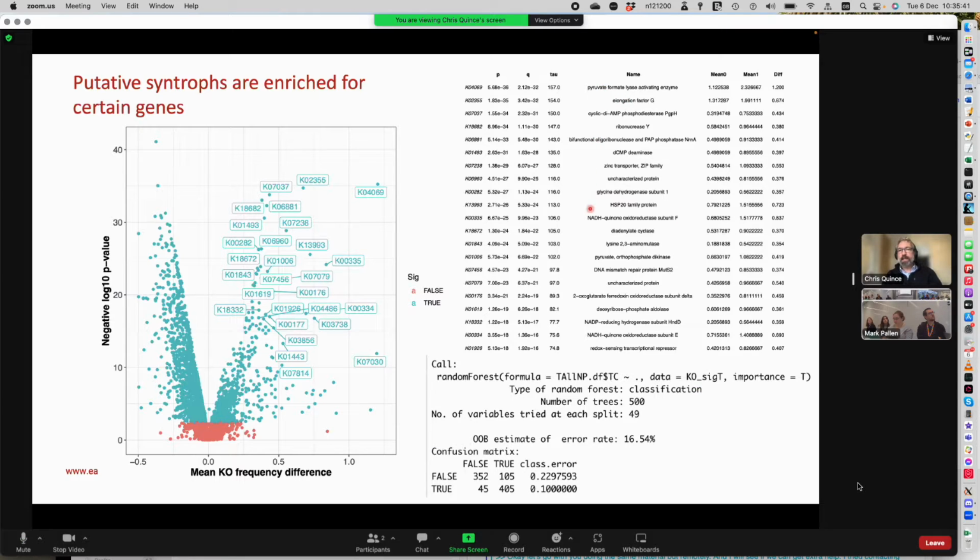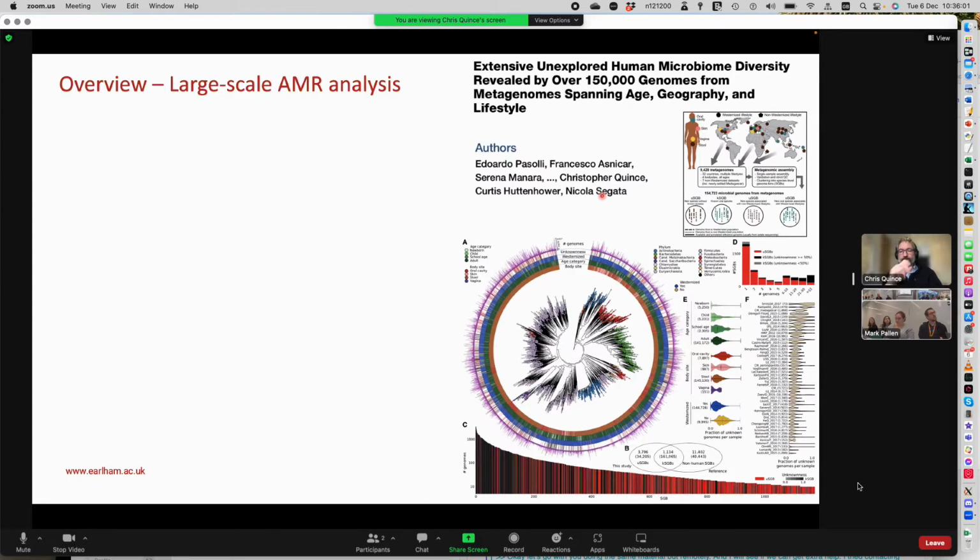And we get things there that are quite plausibly associated with a syntrophic lifestyle, things like oxidoreductases, but also a lot of things to do with sugar metabolism, which sort of makes sense. They might be uptaking sugars and then converting them into things like acetate or formate for the methanogenesis.